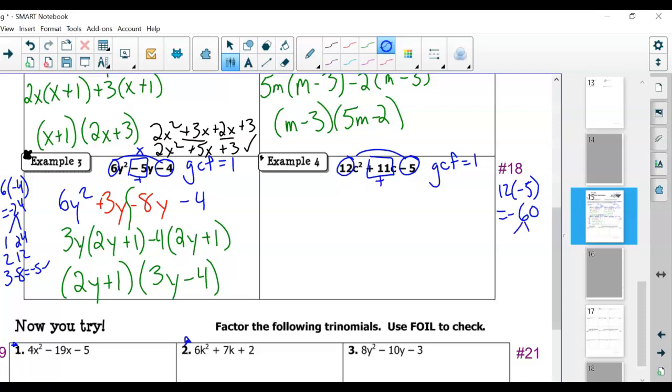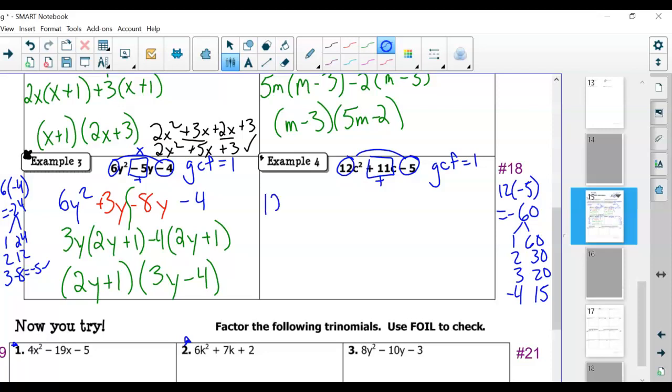So I'm going to make another factor tree: 1 and 60, 2 and 30, 3 and 20. So far, none of these are going to add or subtract to be 11. 4 and 15, though, if I subtract 4 and add 15, that would definitely give me a negative 60 when multiplied and a positive 11 when added, so multiply them to be negative 60 and add or subtract them to be 11.